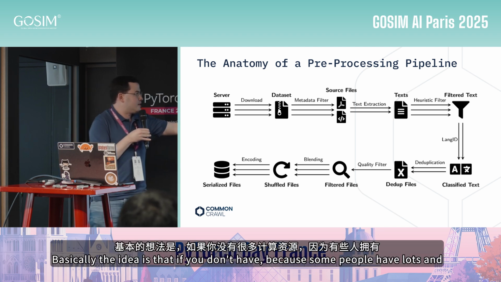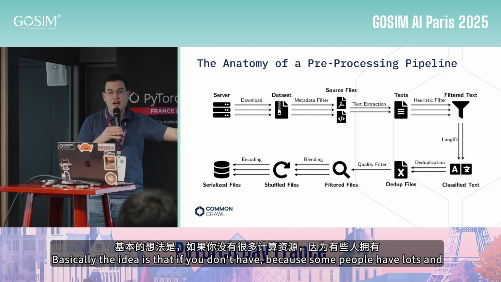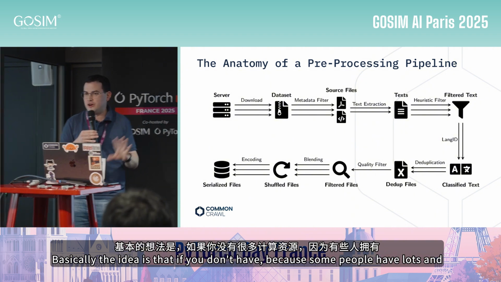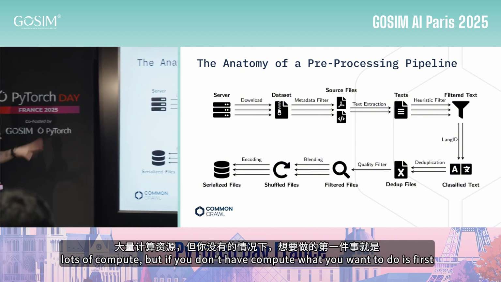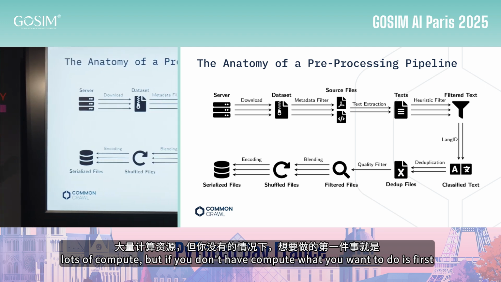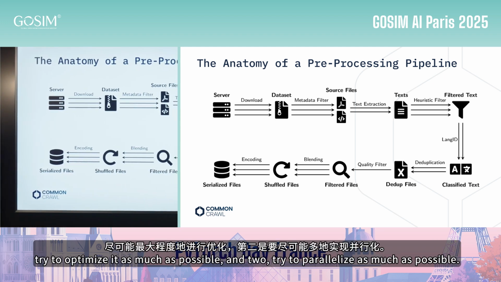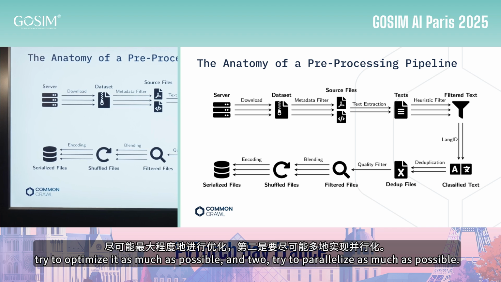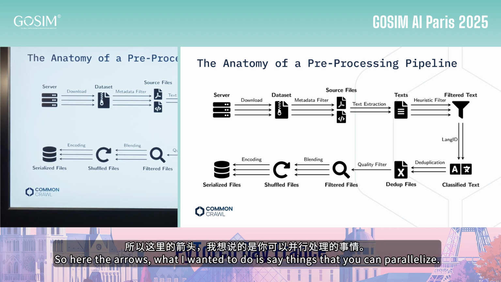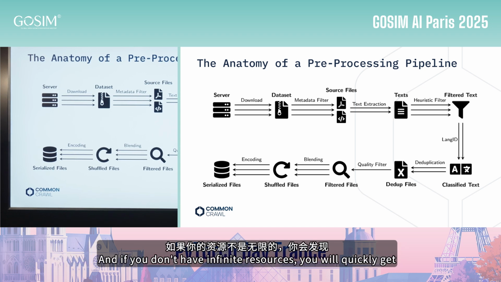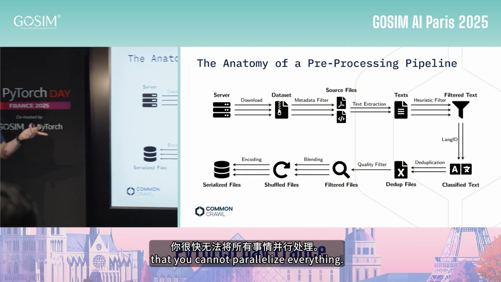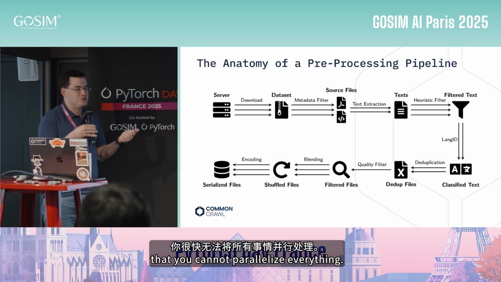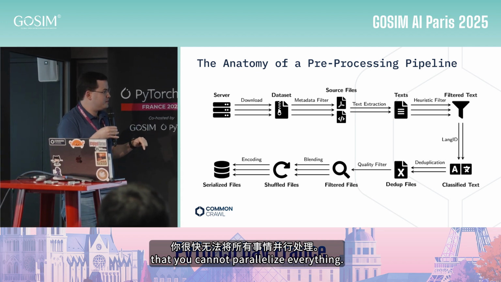Some people have lots and lots of compute, but if you don't have compute, what you want to do is first, try to optimize as much as possible, and two, try to parallelize as much as possible. So here with the arrows, I wanted to show things that you can parallelize. And if you don't have infinite resources, you will quickly find that you cannot parallelize everything.